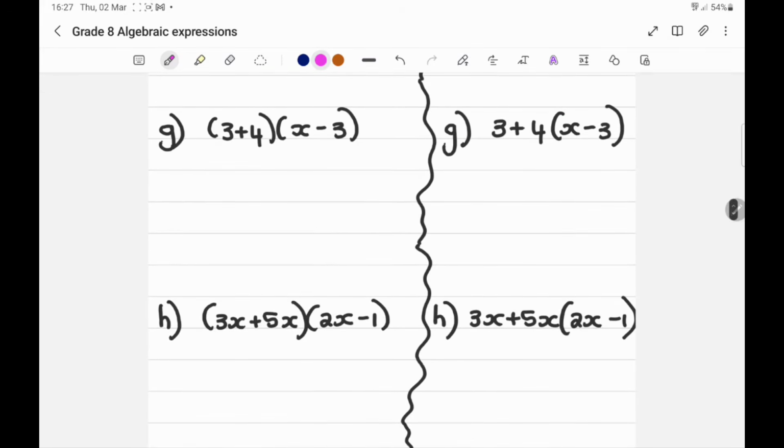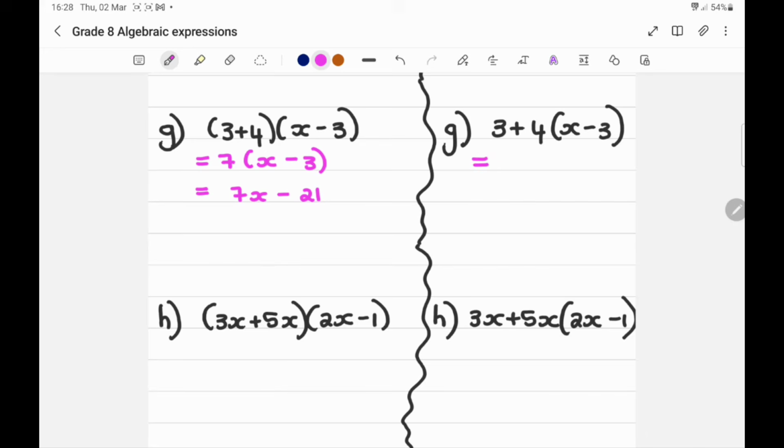All right, over here, simplify the brackets where you can. You only multiply two binomials in grade 9, so not yet. 3 plus 4 is 7, and that has to go into x minus 3. So that gives you 7x minus 21.